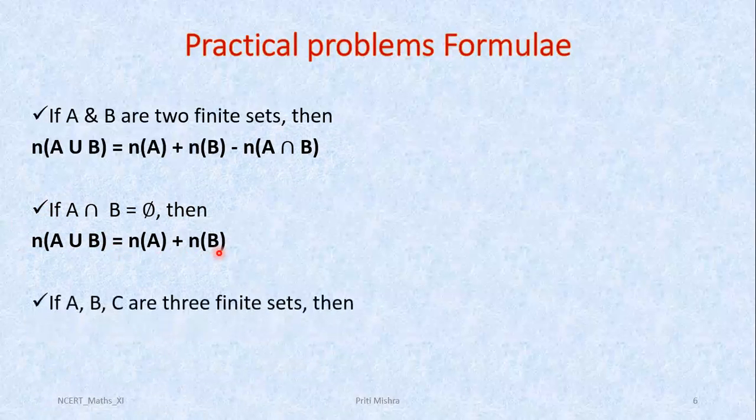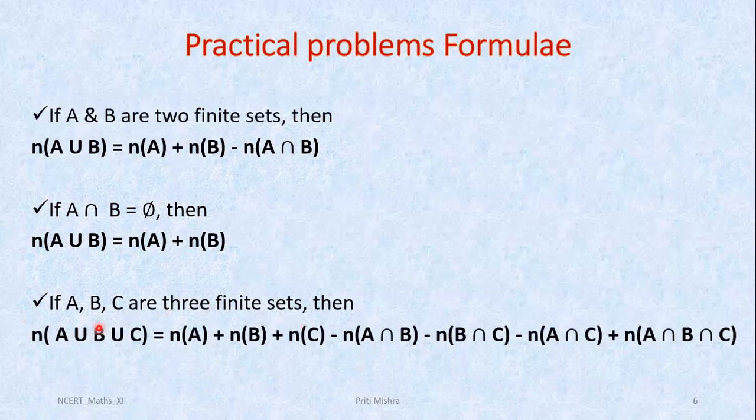Now, if you have A, B, C, three finite sets, then the formula will be N of A union B union C is equal to N(A) plus N(B) plus N(C) minus N of A intersection B minus N of B intersection C minus N of A intersection C plus N of A intersection B intersection C.